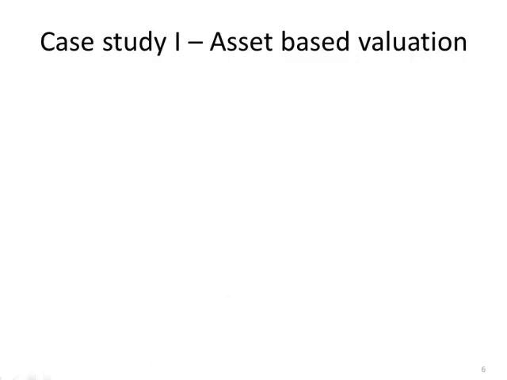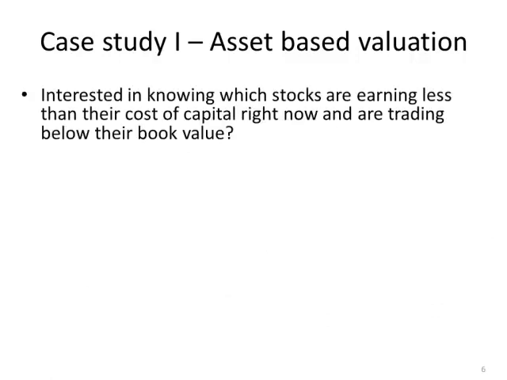Case study 1, asset-based valuation. So hopefully by now you're thinking, well, what are the stocks out there that are earning less than their cost of capital right now and are trading below their book value? Right, so this means that what are the companies whereby we have return on capital less than the cost of capital? So we'd want to use an asset-based valuation method. And if we were interested in the liquidation value method, what are the companies where we're seeing their stocks trade at a significant discount to their book value?